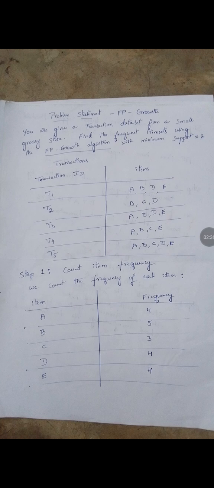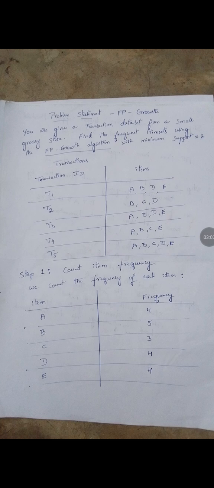For B, in transaction T1 item B is present. For T2, B is present. For T3, item B is present. For T4, item B is present. For T5, item B is present. That is, for item B, the support count is 5.